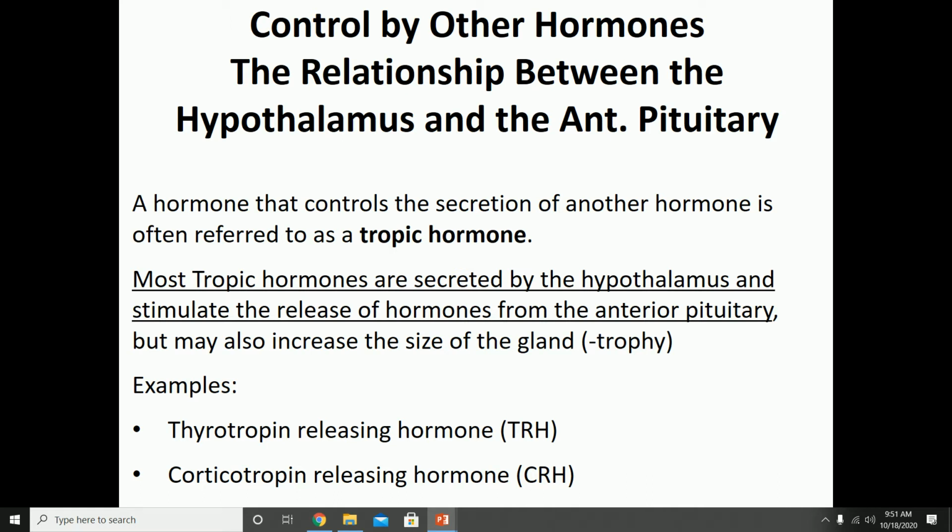They can also lead to increase in size of the gland, and we call that trophy. So hypertrophy, for example, would be the increase in the size of the gland. Examples of these tropic hormones are TRH, that stands for thyrotropin releasing hormone. And again, that's a hormone made by the hypothalamus, and it will stimulate the anterior pituitary gland to make a hormone known as TSH, or thyroid stimulating hormone. CRH stands for corticotropin releasing hormone, and that is going to be related to the release of cortisol.